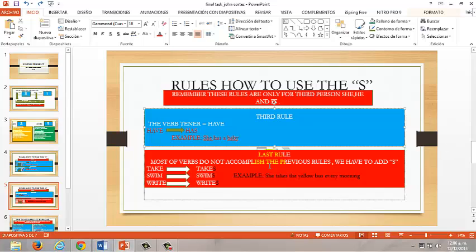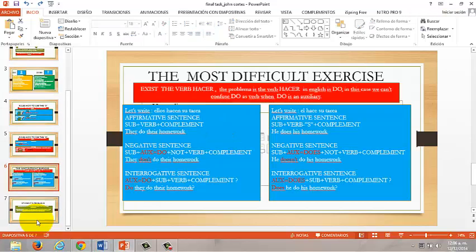So the last rule is the obvious rule. For most of the verbs, we only have to add s. So for example, take, takes, swim, swims, write, writes. Any verb that doesn't fulfill the first three rules, we have to put s. That is most of the verbs. So in that case, the example: she takes the yellow bus every morning. Yes, you see. Okay, so next slide.